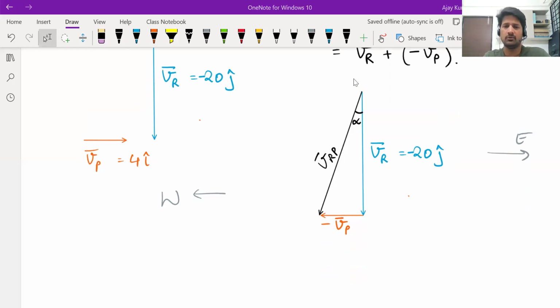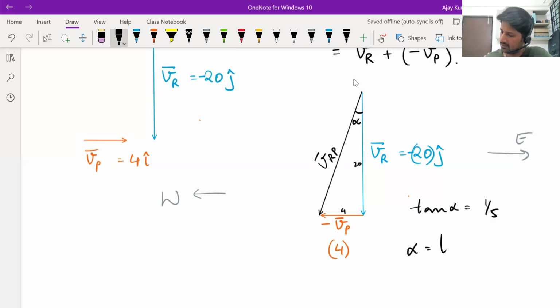Or Aishwarya, you tell me, how will you express this angle alpha? For tan alpha, you can use tan. Okay. Negative of velocity of person, its magnitude is 4. Velocity of raindrops, its magnitude is 20. So it's like this side is 4 units, this side is 20 units. Opposite, adjacent, you can use tan alpha. 4 by 20, that is 1 by 5.